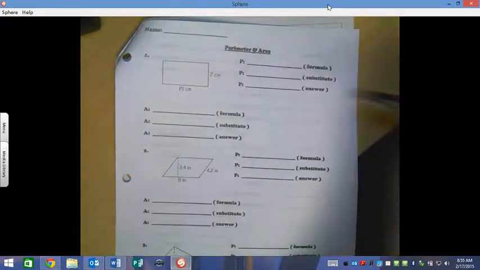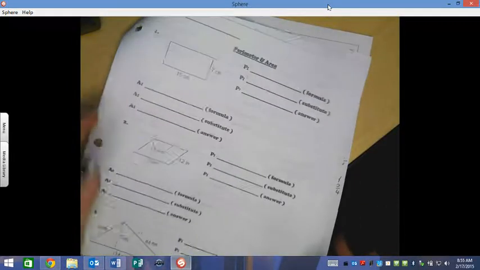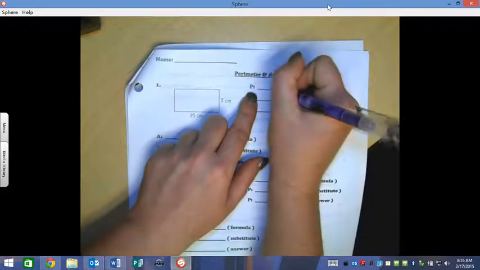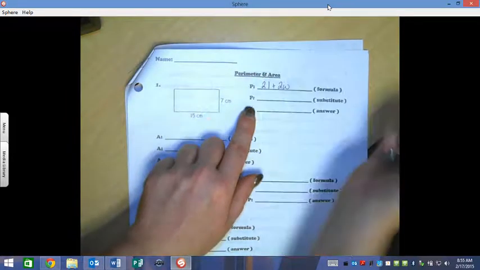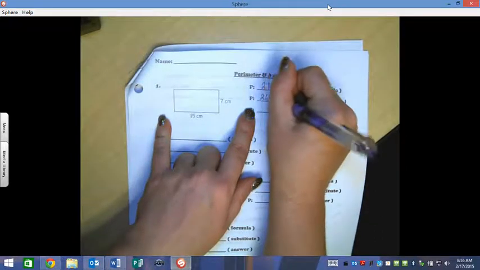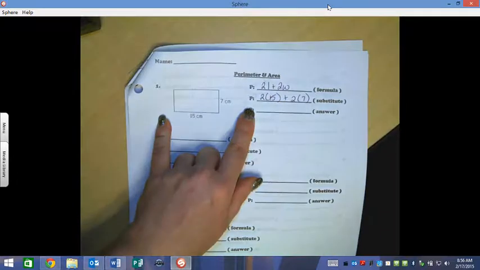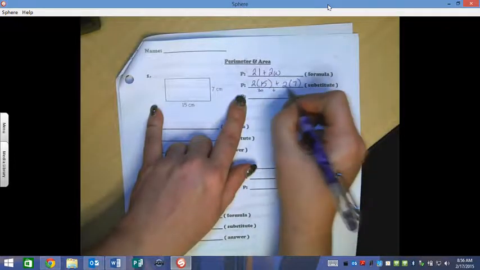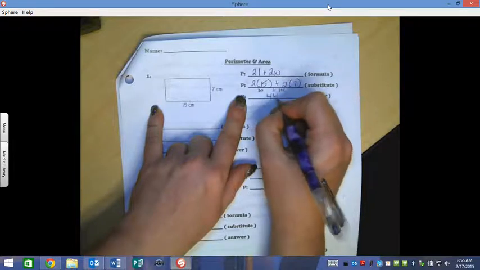So, for the next page, this one you're finding perimeter and area. This one should not be too bad. I know it's a lot. It looks like a lot, but it really goes pretty quick. So, up here you write your formula. This is what you were supposed to have done in your foldable. So, you have 2L plus 2W, and then you plug it in. So, 2 times 15 plus 2 times 7. We're substituting in our numbers, and then we're going to figure it out. 2 times 15 is 30, plus 2 times 7 is 14. 30 plus 14 is 44 centimeters.